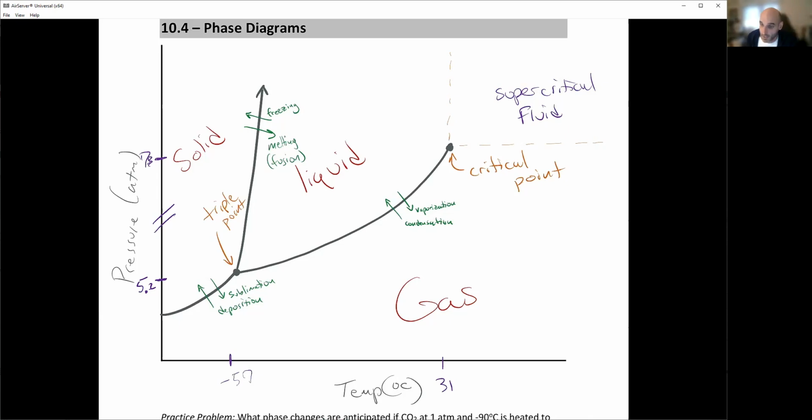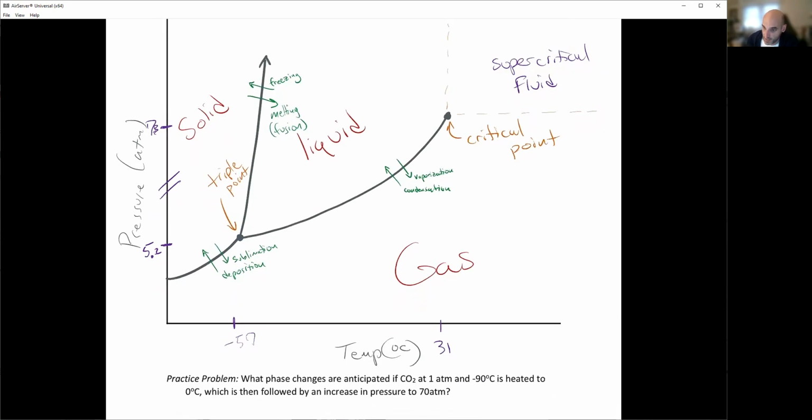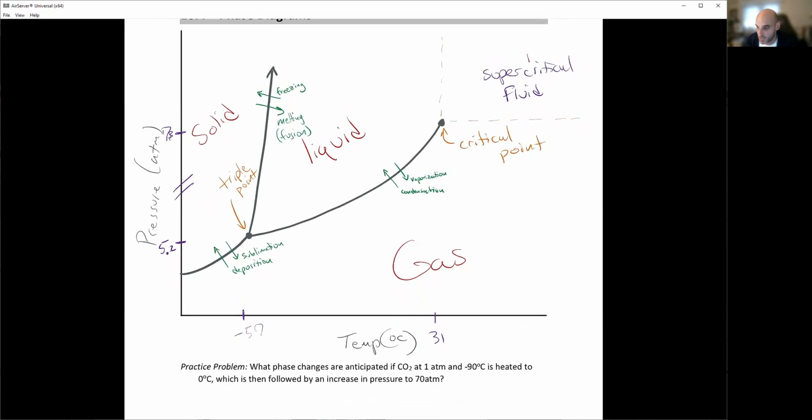A couple of things. So this triple point exists at 57 degrees and 5.2 atmospheres. So if you're given this example down here: what phase changes are anticipated if CO2 at 1 atmosphere and negative 90 degrees Celsius, so we're about here, is heated to 0 degrees Celsius, followed by a pressure increase? So we're going to increase the temperature to about here, and then we are going to increase the pressure to about 70 atmospheres.